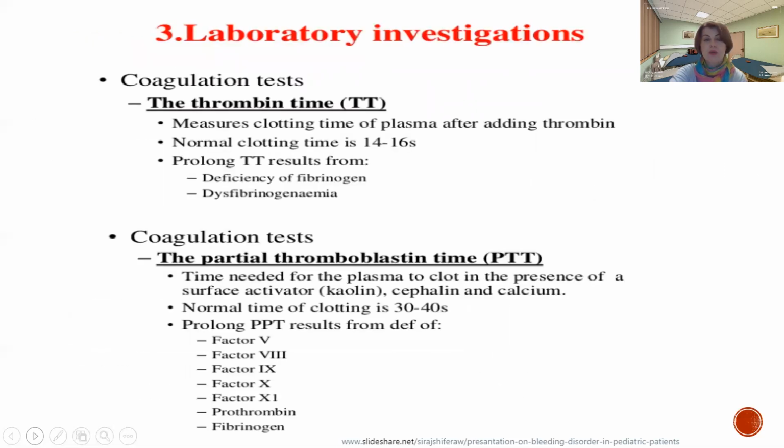The other one is the thrombin time, which measures the clotting time of plasma after adding thrombin. Normal clotting time is from 14 to 16 seconds, and prolongation results from deficiency of fibrinogen or dysfibrinogenemia. The partial thromboplastin time is the time needed for the plasma to clot in the presence of the surface activator, cephalin, and calcium. Normal clotting time is around 40 seconds, and prolongation could be due to deficiency of several clotting factors, also prothrombin and fibrinogen.